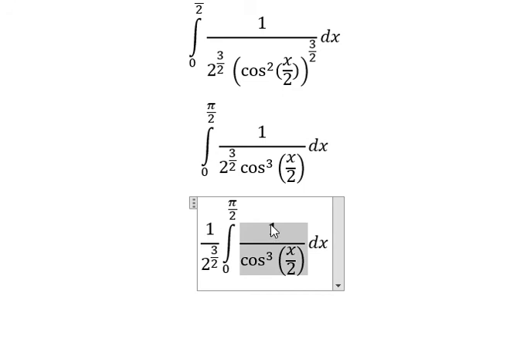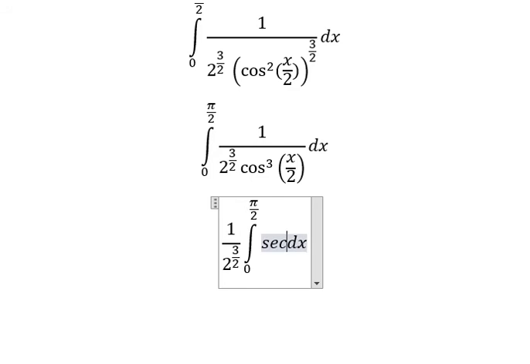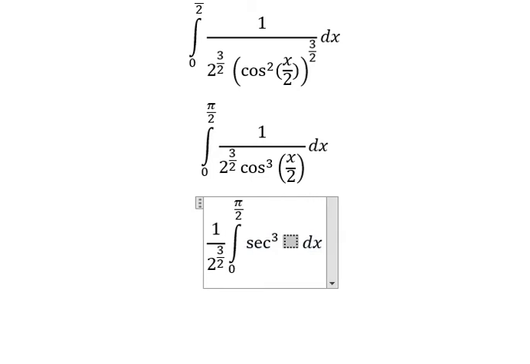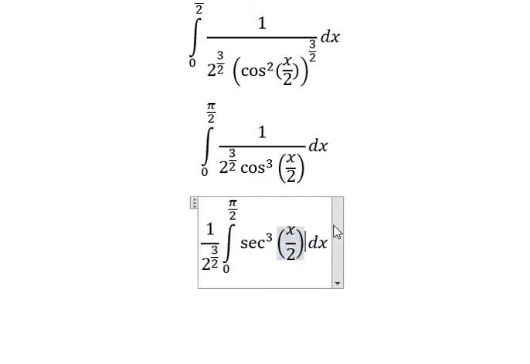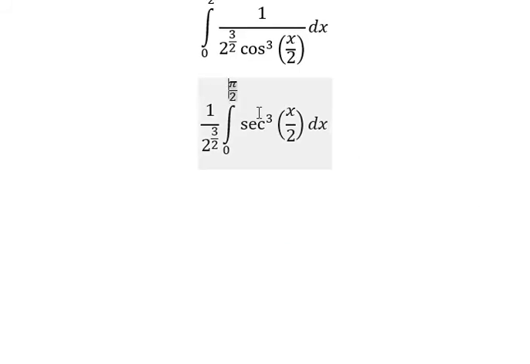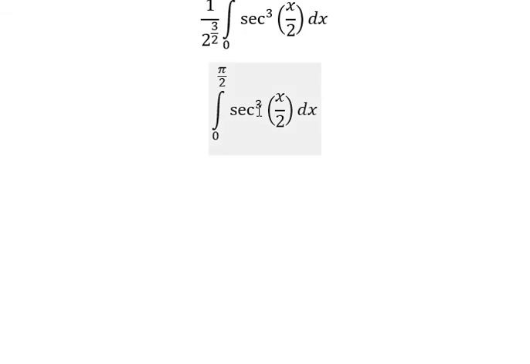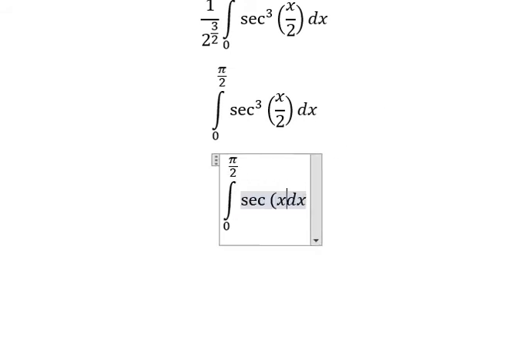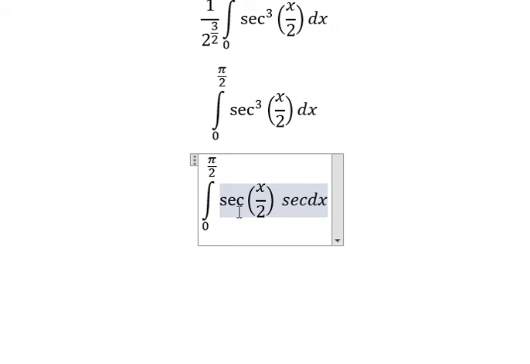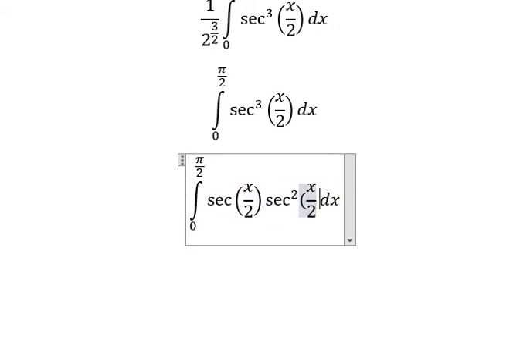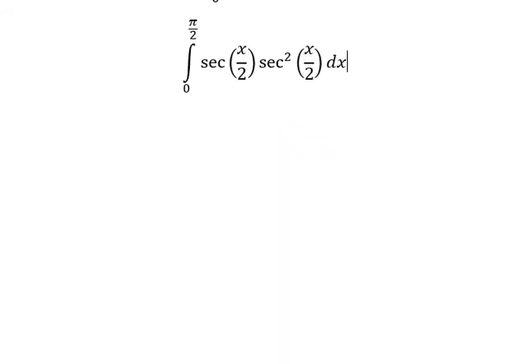So we know that 1 over cosine of s over 2 we can change into secant of s over 2 to the power of 3. Now I will concentrate about this one only. We need to know that secant of s over 2 to the power of 3 we can put into secant of s over 2 multiplied by secant of s over 2 square. Now we can use about integration by parts.